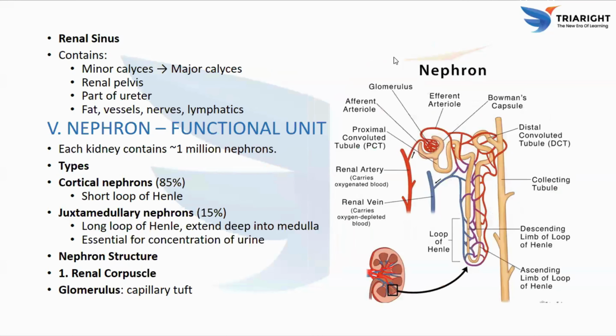Then about the renal sinus. What is the renal sinus? It is a hollow space inside the kidney. It contains the structures that help in the collection and also the transfer of urine. So what are the contents of the renal sinus? Minor calyces, which rise to major calyces. They collect the urine from the renal papilla and send it to the major calyx. And then renal pelvis. It is a funnel shaped structure that collects all the urine and is part of the ureter. So what is a ureter? It is a tube carrying urine to the bladder. This renal sinus also contains fat, blood vessels, nerves and lymphatics which protect and supply the kidney.